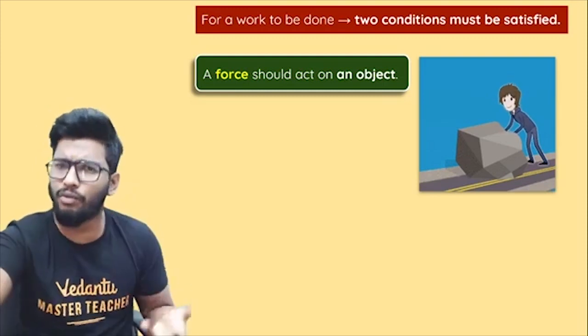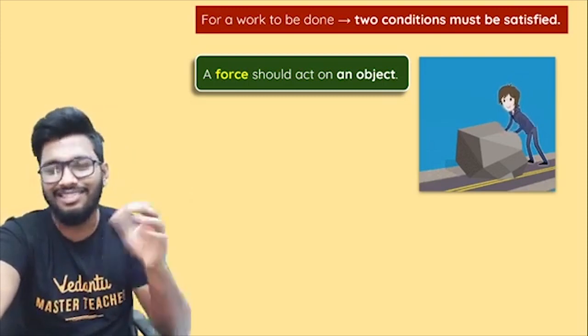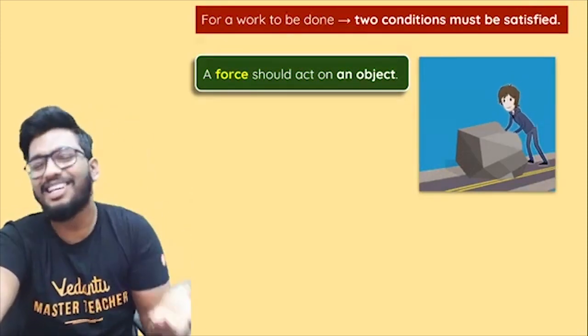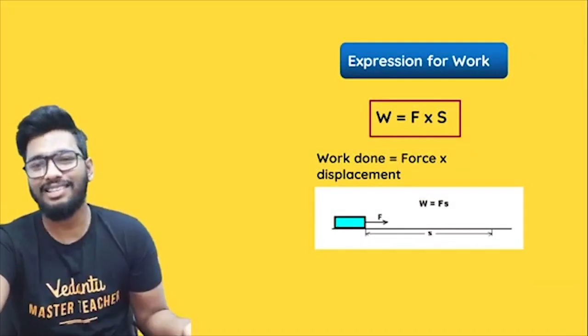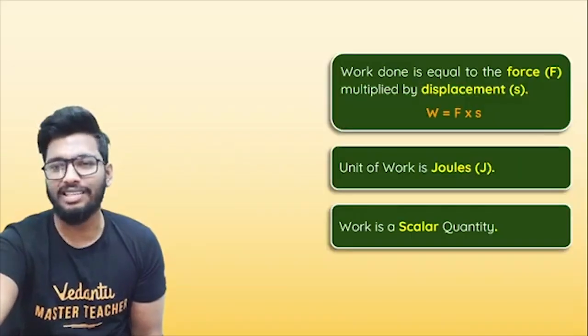One is that there should be a force applied on it. Obviously, you can't use your mental force. Let me just stop with the superhero reference. Anyways, there should be a force applied on it, and secondly there should be a displacement as well. Only if there's displacement and there's force applied, then you can say that work is done. So work is equal to F into S, or force into displacement, is the formula.